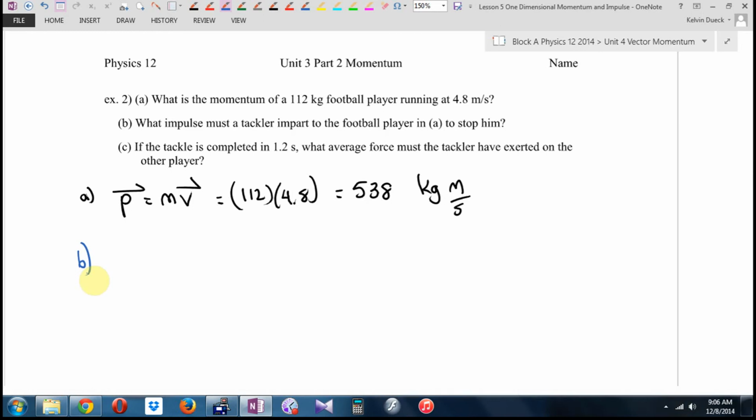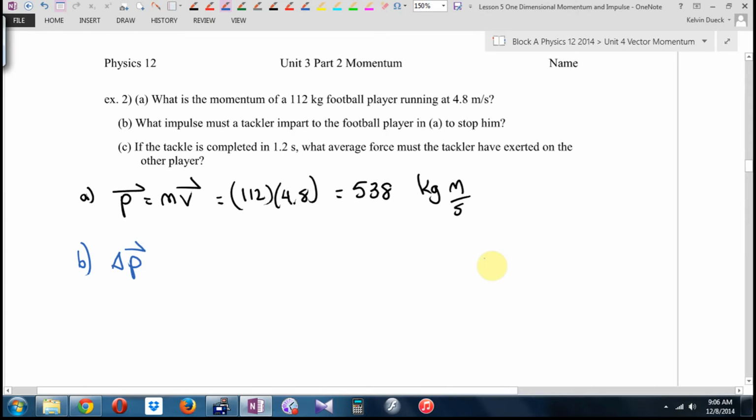B. Logan, what's B asking me to find? B, not C. B. Impulse. What's another word for impulse, folks? It's change in momentum. First thing I'm going to write down is this.